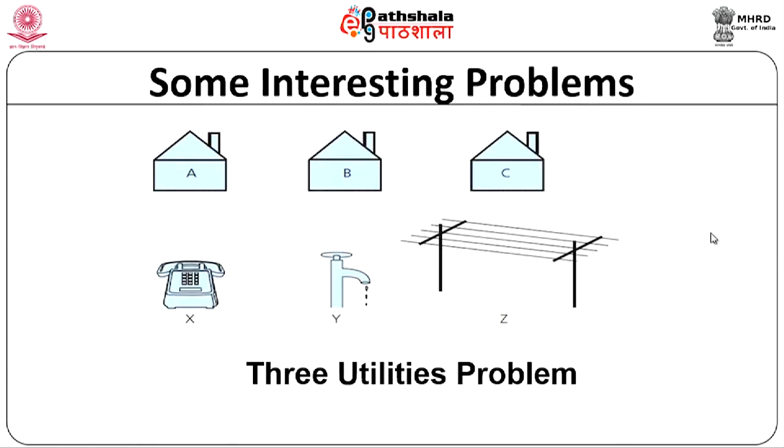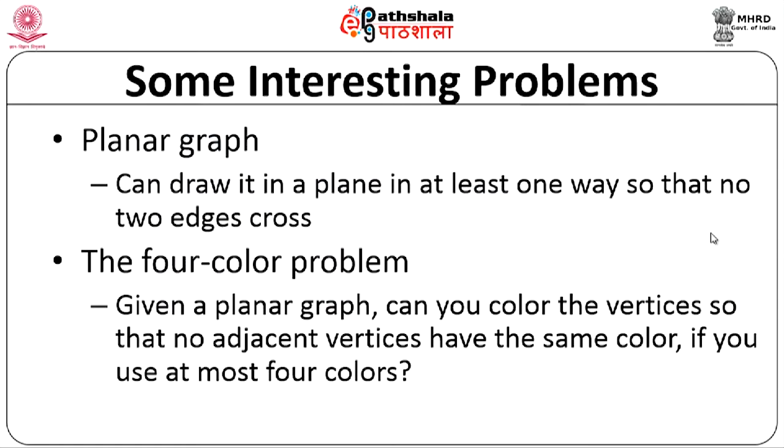There are some other interesting problems associated. One is the 3 utilities problem, where we try to find how we can give the 3 utilities to a number of households that are connected. Remember, all these need connection lines, for example, the telephone, the water connection, the network connection, the TV connection. Another interesting problem is the planar graph. What this says is, can we draw a graph in a plane in at least one way so that no 2 edges cross. This is typically a mathematical problem also.